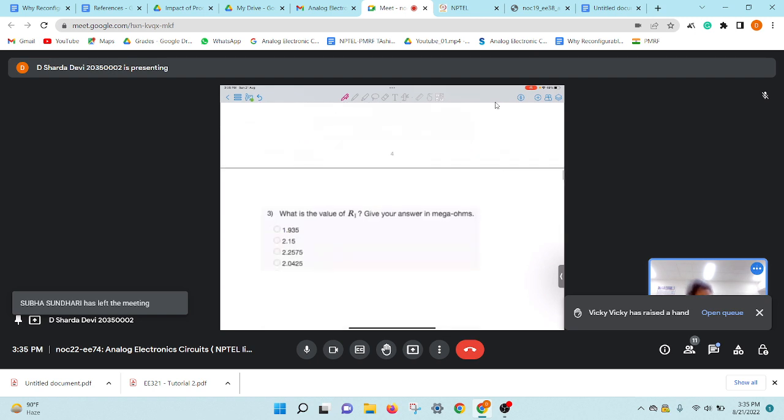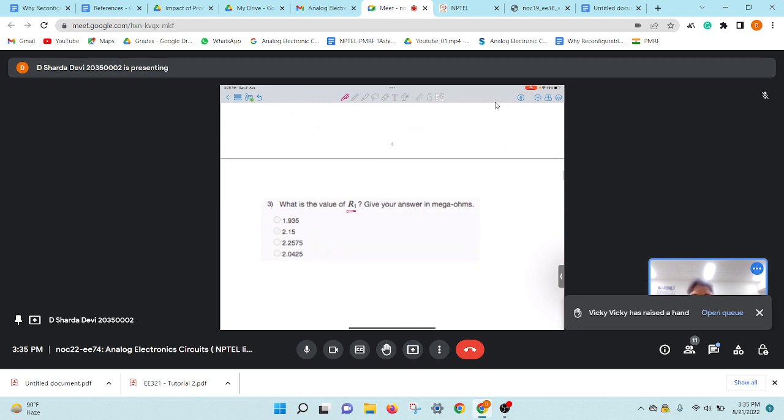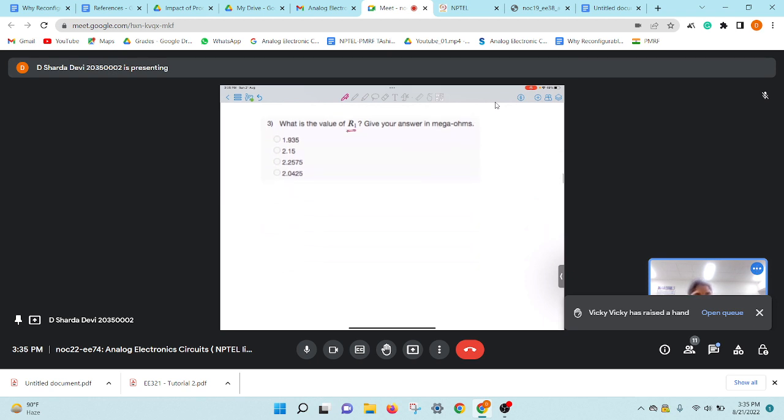Now next question. What is the value for R1? How will we find R1? What will be the thought process for finding the value of R1?